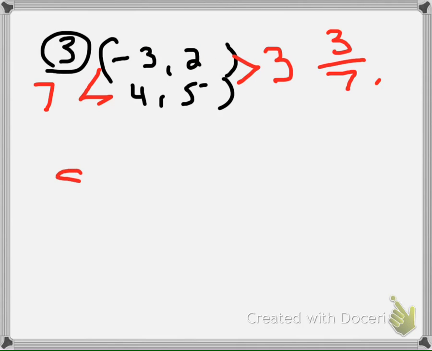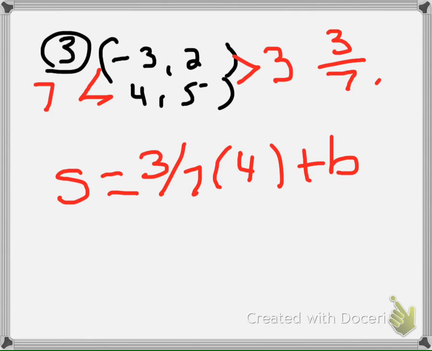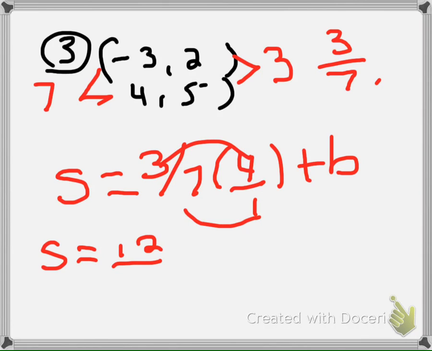Okay, 5. Y equals mx plus b. Y equals m. M's 3/7. X. The x that's partnered with my 5y is 4. Plus b. Okay? Now I can put a 1 under here and multiply top times top, bottom times bottom. 3 times 4 is 12. And 1 times 7 is 7. Plus b. I'm going to shrink everything here.